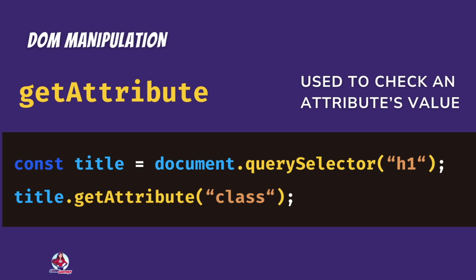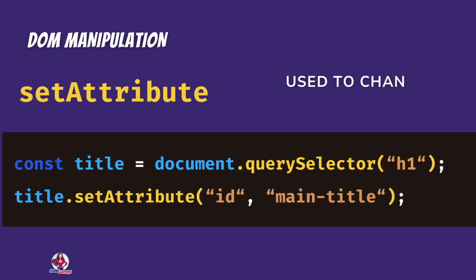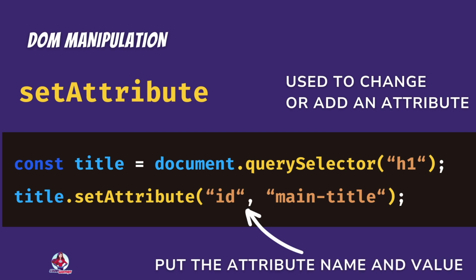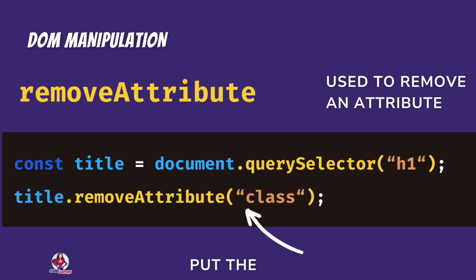The first is getAttribute. With it, we can check an attribute's value. Inside, we simply enter the attribute name. The second method is setAttribute. It is a bit more complex than the others because we provide two things: the attribute name and the value we want to assign to it. We use it to change or add an attribute. The last one is the removeAttribute method, which we use to remove attributes. In this case, we provide only the attribute name we want to remove.